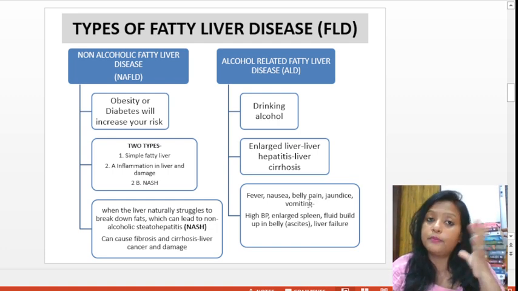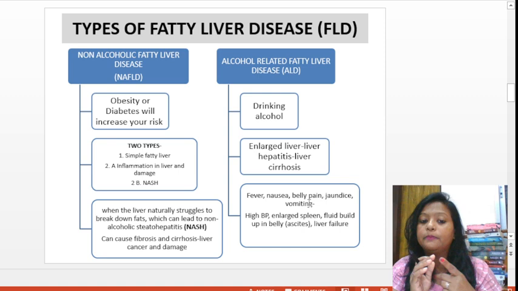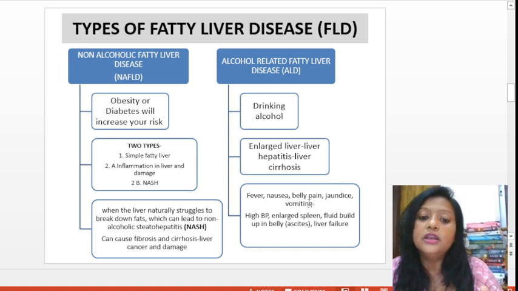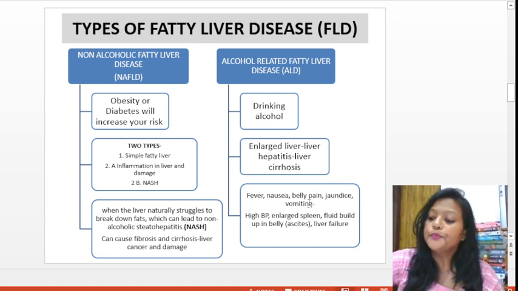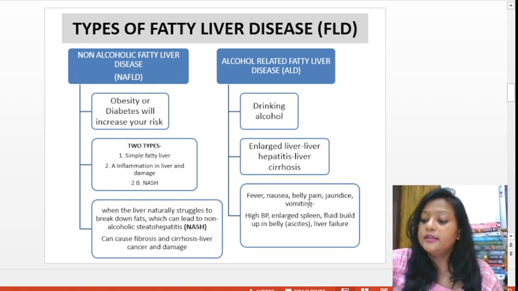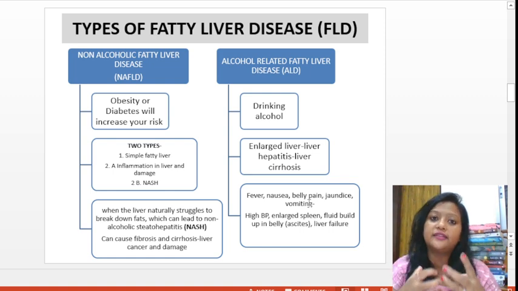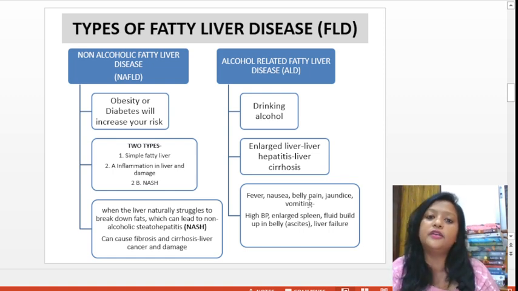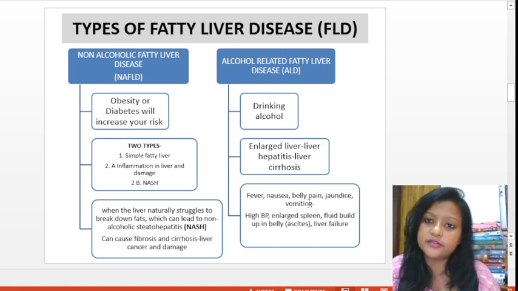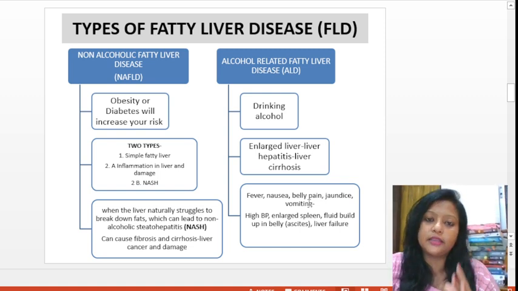Okay, so number two, in number two there are two types. This is one I told you, inflammation in liver and damage. Number three is NASH. NASH is non-alcoholic steatohepatitis. Now one thing, the doctor who examines the liver is known as a hepatologist. Okay, so remember that thing.